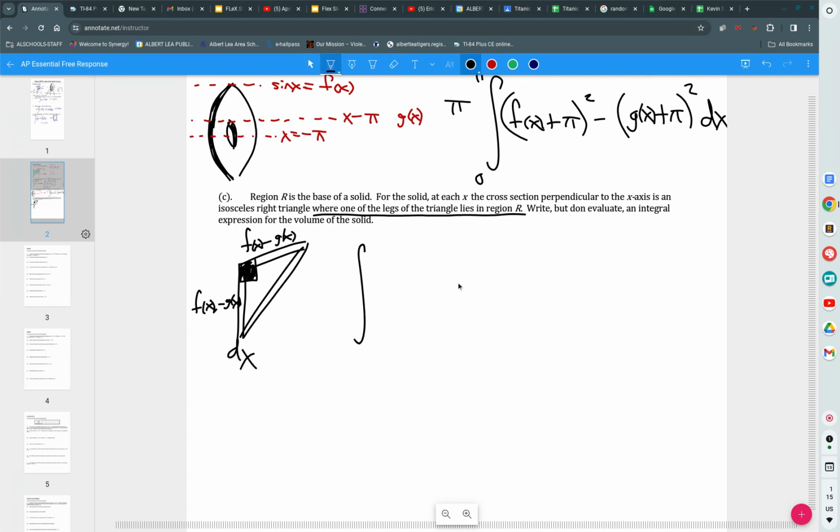So again, we have the integral from 0 to pi of these all multiplied together, which would give f of x minus g of x, that quantity squared. And then we multiply by 1/2, because a triangle is 1/2 base times height. And so that's our integral. Does it matter if you write the pi or the 1/2 on the inside or just the outside? Nope.